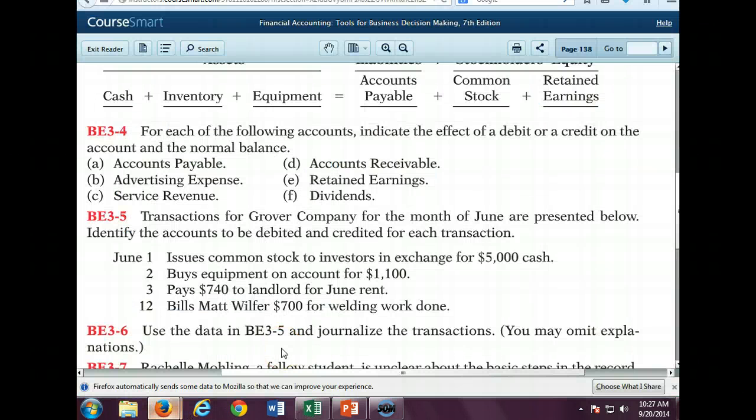service revenue. What happens when we increase service revenue? Credit. We credit it. A credit increases the revenue account. What happens if we debit service revenue? Decreases. We're decreasing the revenue account. Okay? Why would that maybe happen?